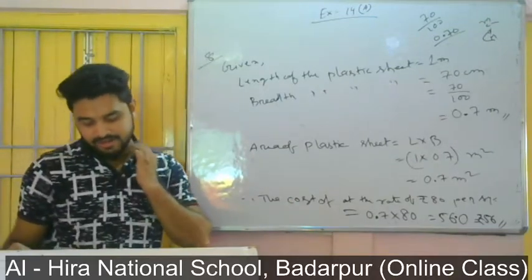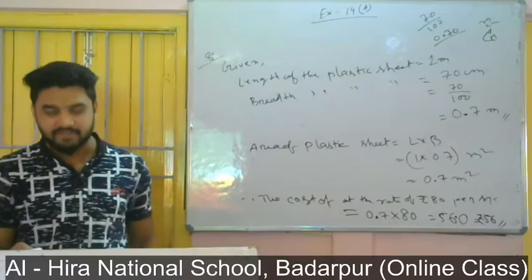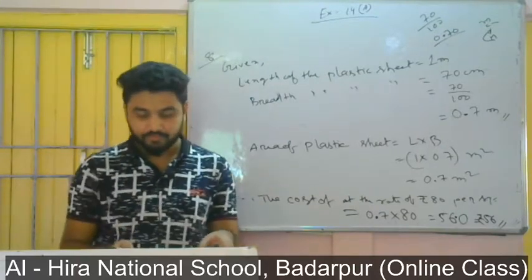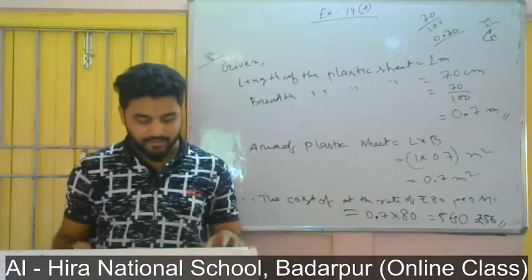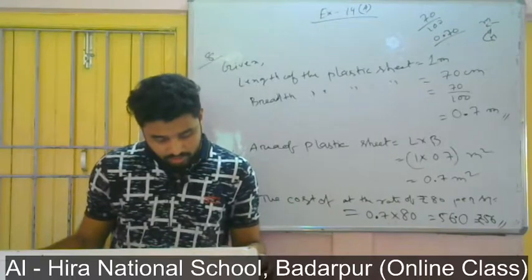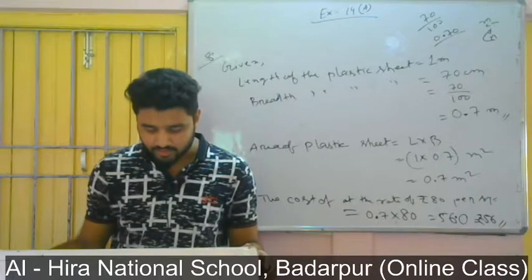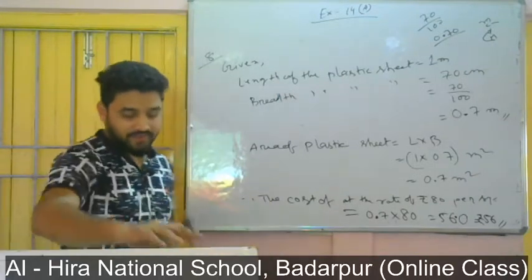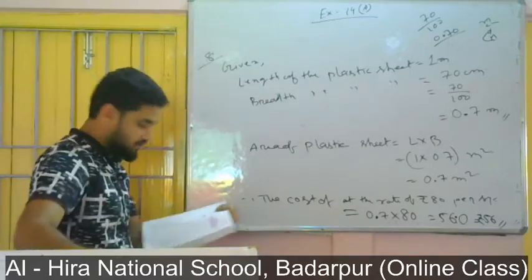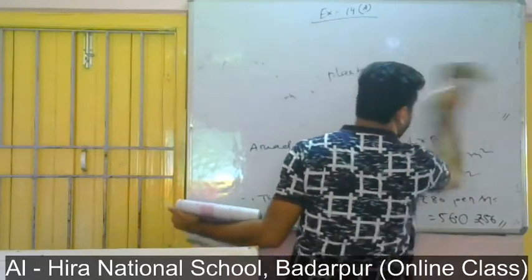Now come to question number 9. The length and breadth of a playground are 80 meter and 35 meter respectively. And we have to find the cost of leveling it at 4.5 per square meter, as earlier. So first you find the area. These all are similar maths, you can find easily.